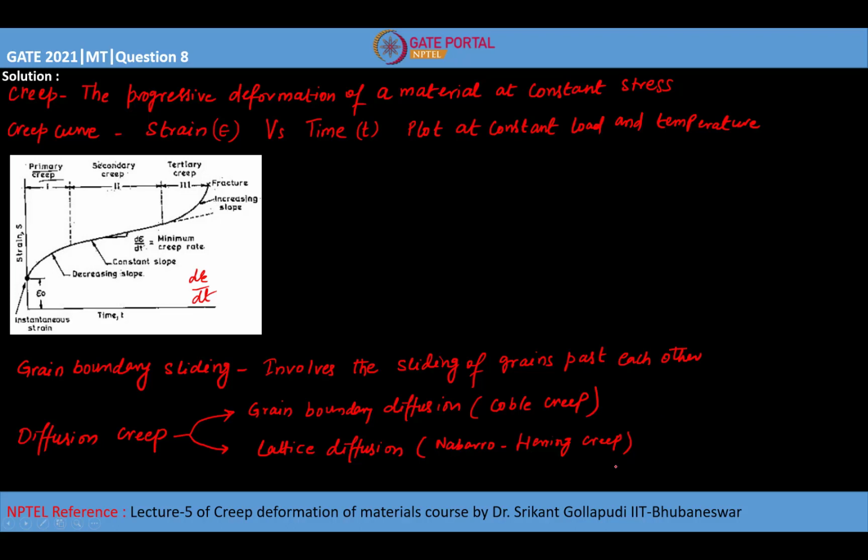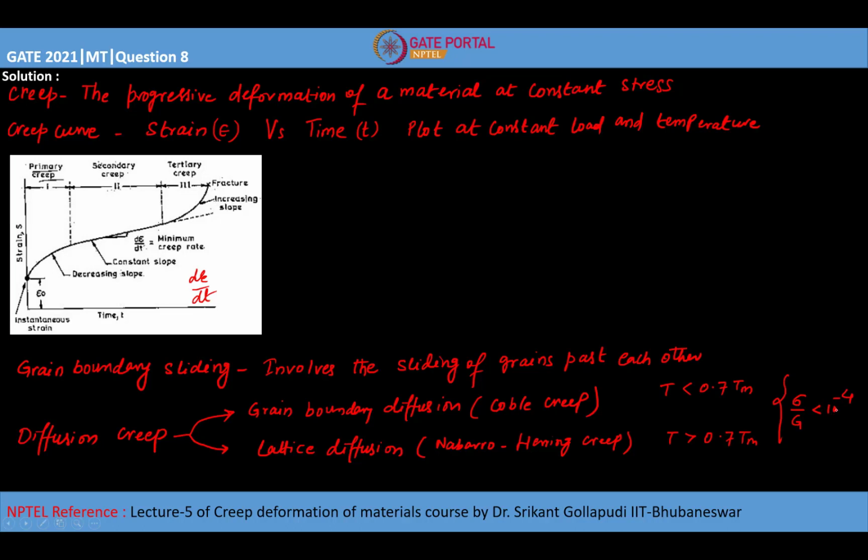Talking about the temperature, lattice diffusion occurs at a slightly higher temperature than grain boundary diffusion, and for a comparison you can see the temperature at which these two diffusion creeps take place. And if you see the stress, σ/G, for both of these creeps, it will be less than 10 to the power minus 4.